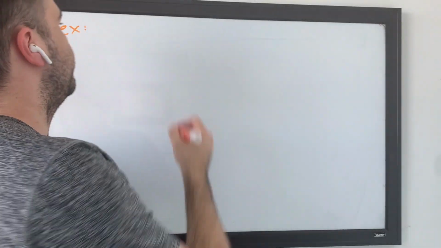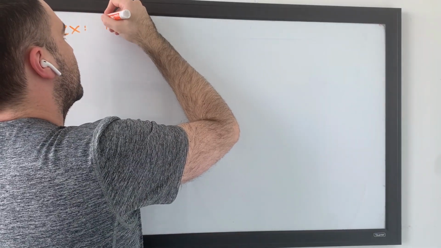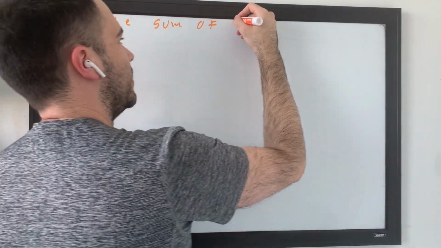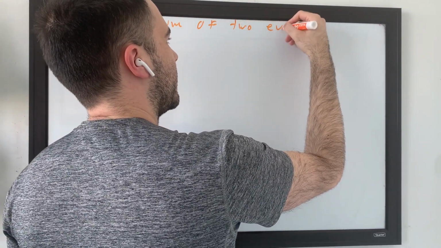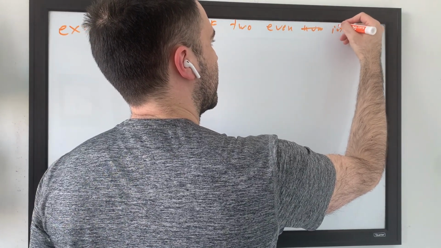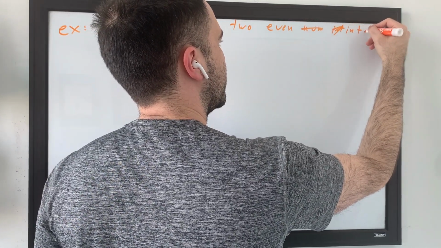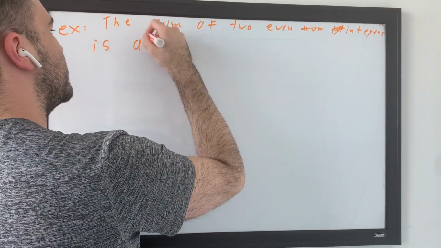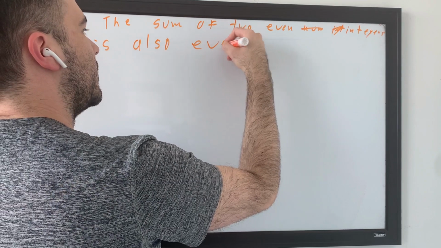Okay, example. The sum of two even integers is also even.